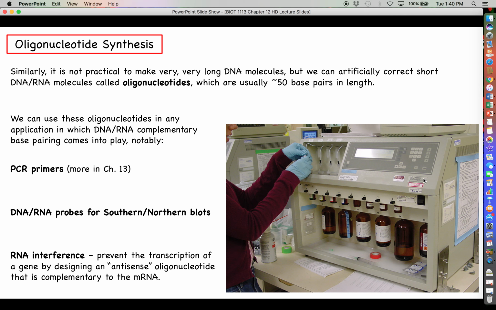And in this picture, you can actually see an oligonucleotide synthesizer. You can see a whole bunch of solvent bottles down here, and then you can see a variety of different nucleotide combinations in these bottles here. Notably, if we're going to make any kind of DNA or RNA molecule, either one, we're going to need all 5 nucleotides: adenine, thymine, cytosine, guanine, and uracil.